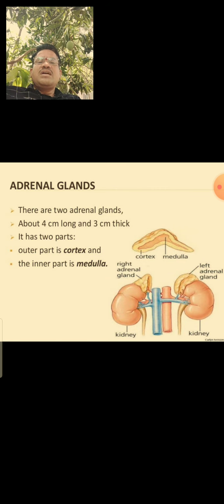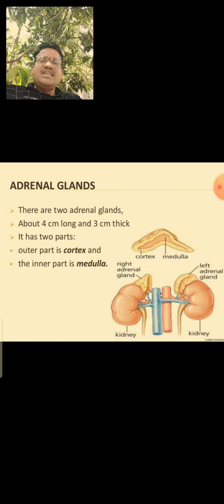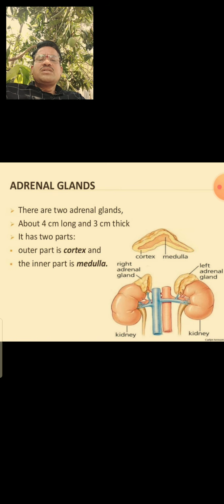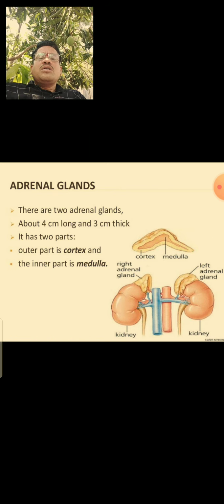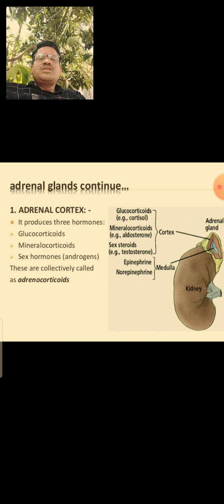Next one, adrenal glands. Generally, adrenal glands are present on the top of the kidneys. There are two adrenal glands, about 4 centimeters long and 3 centimeters thick. Each has two parts: the outer part is the cortex and the inner part is the medulla. So, totally two adrenal glands are present on the top of the two kidneys, with an outer cortex and inner medulla.